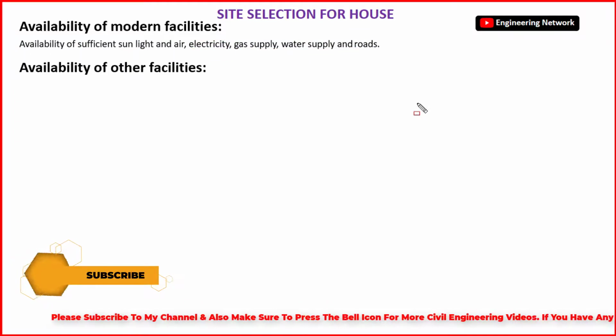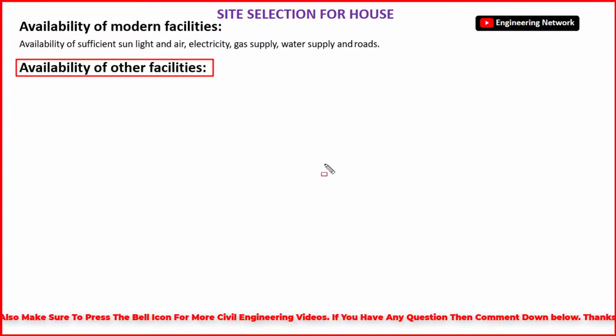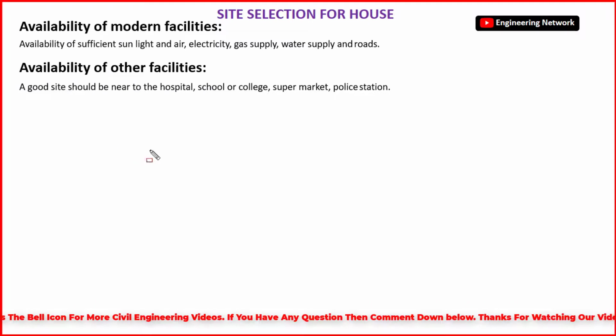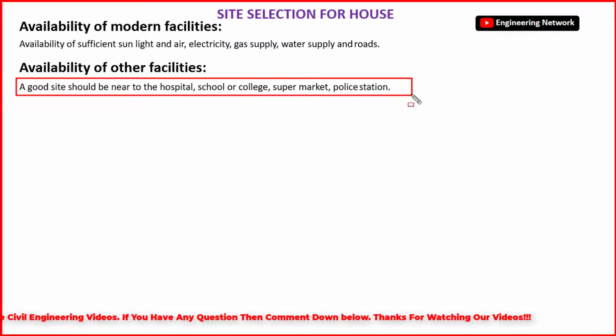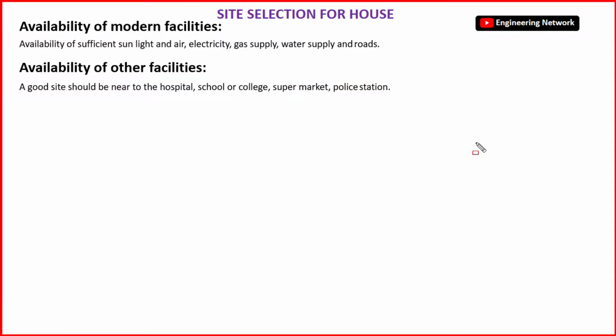Next is the availability of other facilities. Now what is included in other facilities? Well, it means that the site should be near a hospital, school or college, supermarket, and police station. Also, there should be a cheap and good transport facility available near the site of the house. So if your house is near a hospital, then in an emergency, you can reach the hospital in time.